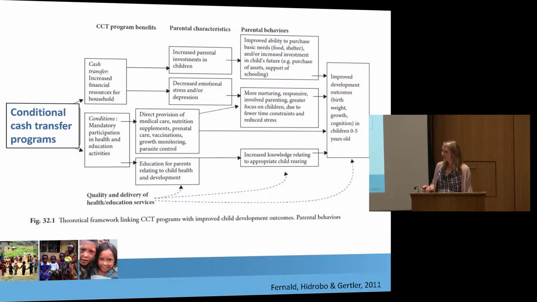The way that cash transfer programs can work is through two major conceptual pathways. The first is through the cash: you have increased financial resources for a household, and those financial resources are going to increase parental investments, and are going to potentially result in decreased emotional stress, which then will allow a parent to improve their ability to purchase basic needs such as food and shelter, and to provide more nurturing care, responsive, involved caring parenting. Then through the conditions pathway, this is the mandatory participation in health and education activities. You have this direct provision of medical care, vaccines, growth monitoring, parasite control, and with the hope that by providing these health benefits, parents are also able to focus more on their children and have increased knowledge in terms of what would improve child development.